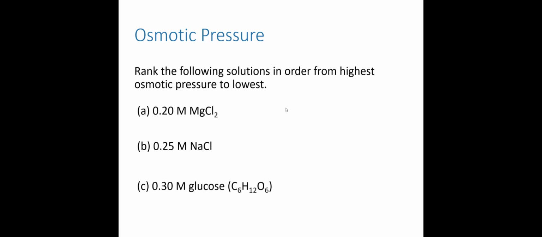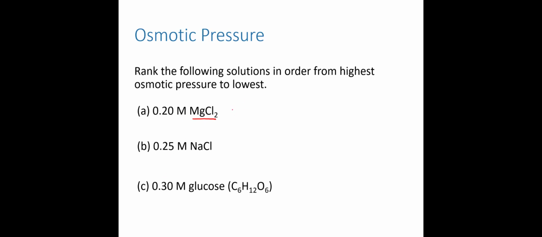So given this, we want to be able to rank these solutions in order from the highest osmotic pressure to the lowest. So what we're going to look at here is what has the highest concentration of ions. That's going to be the one with the highest osmotic pressure. So we have to understand the nature of each of these solutes to predict how this is going to work out. So let's go ahead and take a look at the first solution. We have magnesium chloride here. This is 0.20 molar, so it looks like it's the least concentrated of the 3.